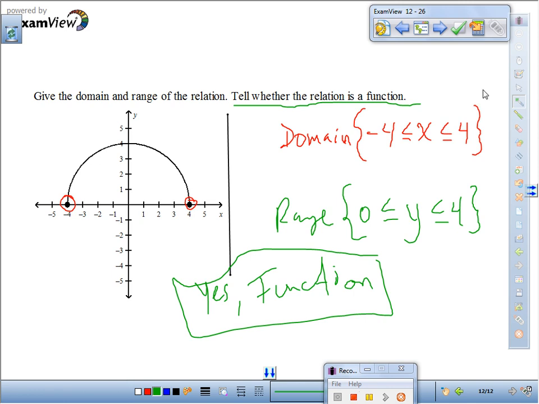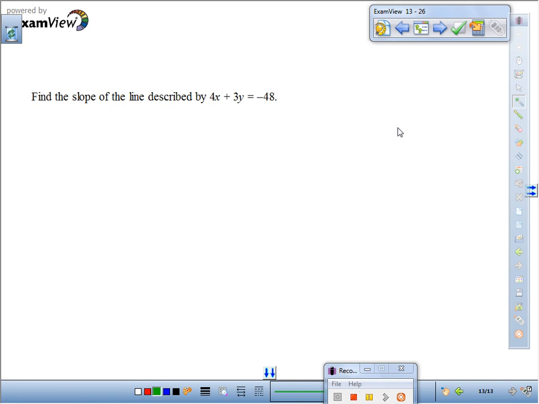Okay, let's continue. Here we go. Number 13. Slope. Find the slope of the line described by 4x plus 3y equals negative 48. When we get to these, everybody look up please. As soon as you see find the slope of the line and they give you an equation, I want you to write this. y equals mx plus b.